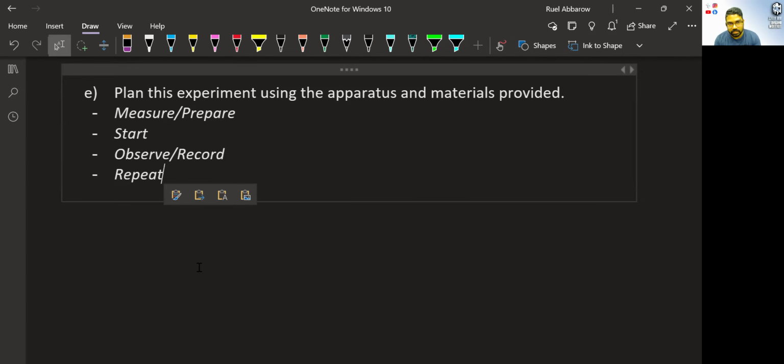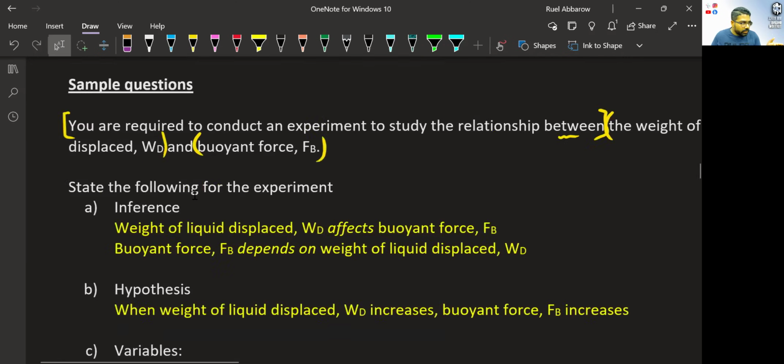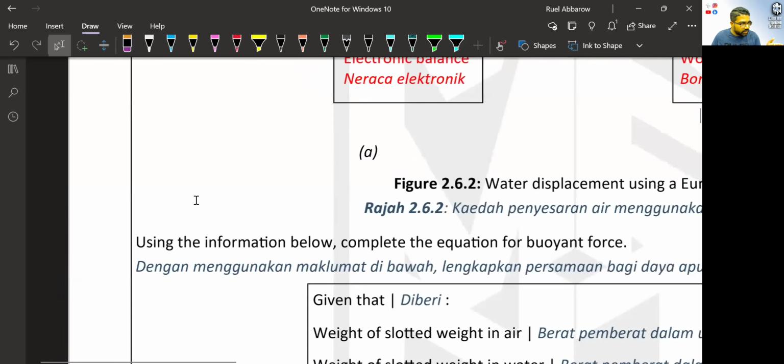Okay, so let's discuss this. So what do we need to measure or prepare? Now, a good guideline for you would be the diagram, of course. That's why the diagram is very important. If you can remember what the diagram looks like, you can sort this out very easily. So based on the diagram, what do we need to do?